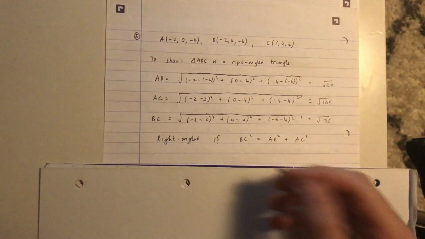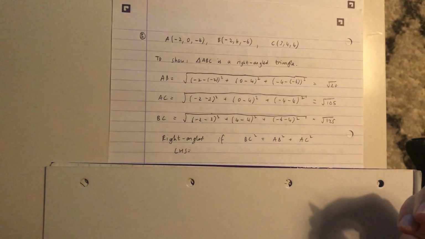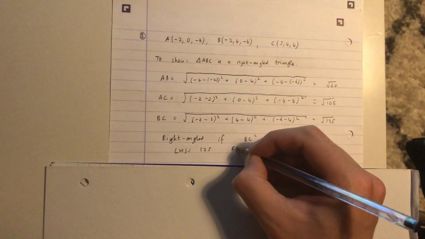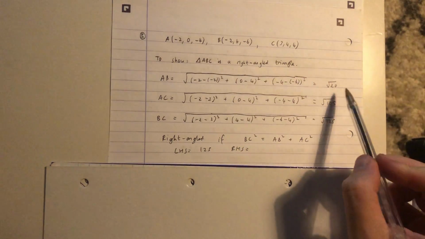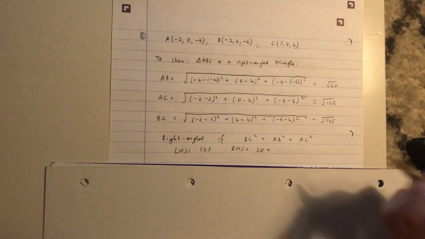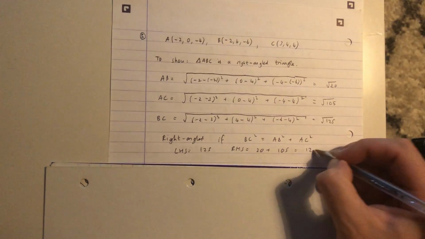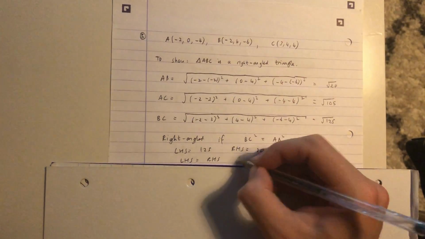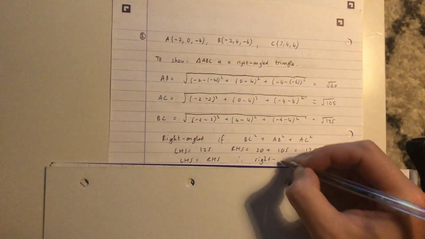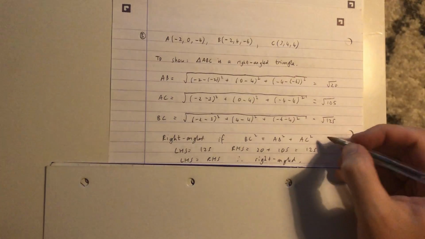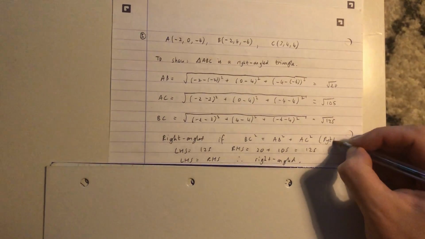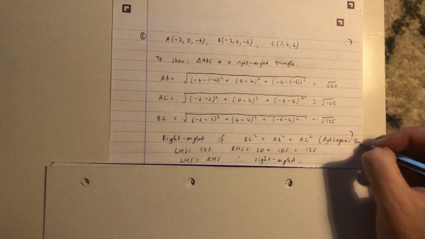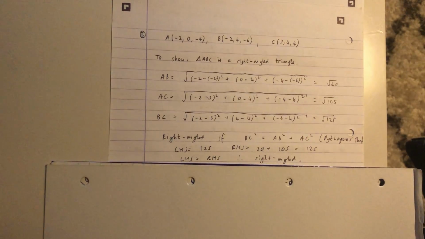And if you substitute that in, the left hand side is equal to BC squared, which is 125. Right hand side equals 20 plus 105, which is 125. Left hand side equals right hand side. Therefore, right angled, something along those lines. I might just actually quote Pythagoras' theorem as well. There we go. And that would be it.